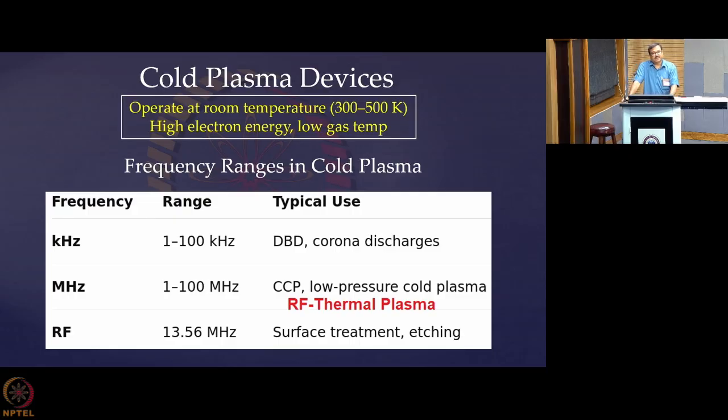Now here I have the frequency range of this cold plasma. They can operate in the kilohertz range, megahertz range, and standard RF frequency like 13.56 megahertz. When it is operating in the kilohertz range, usually they are going for DBD and corona discharges. When it is megahertz, you can customize it between 1 to say 100 megahertz. You can develop the CCP device and low pressure cold plasma devices.